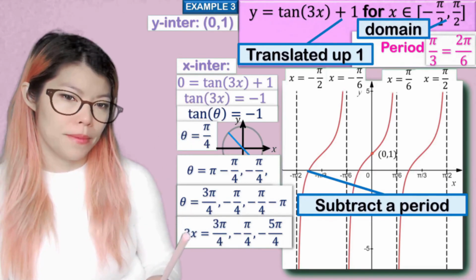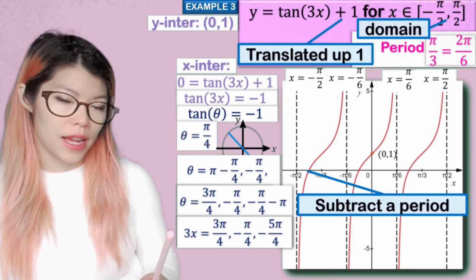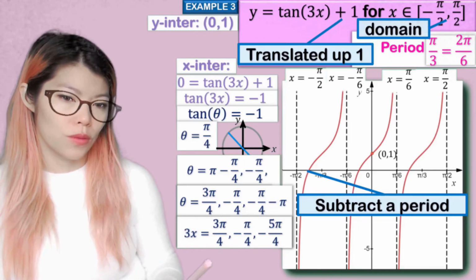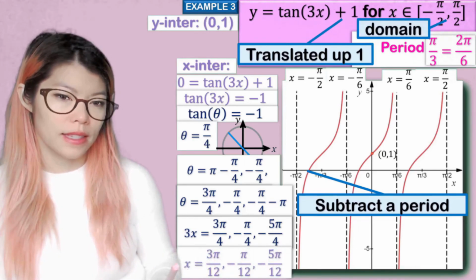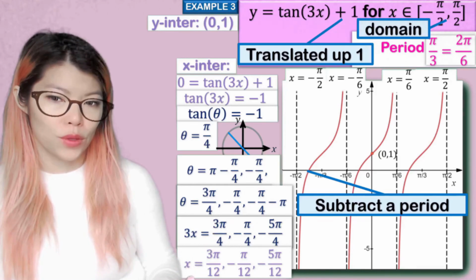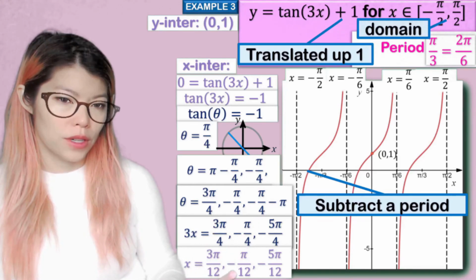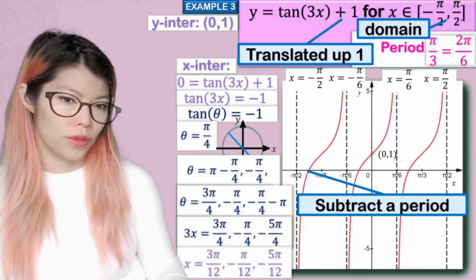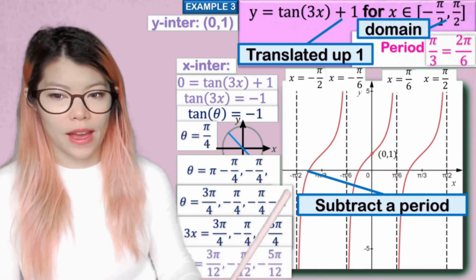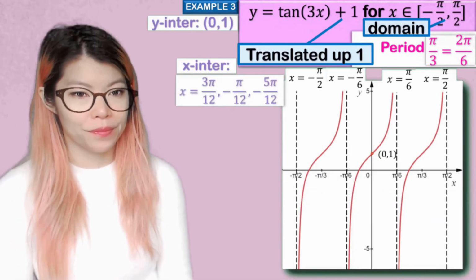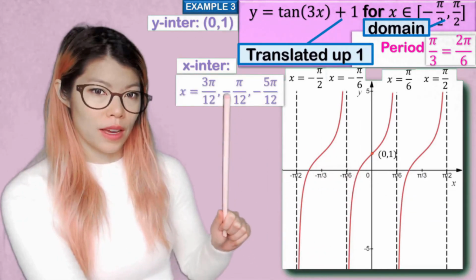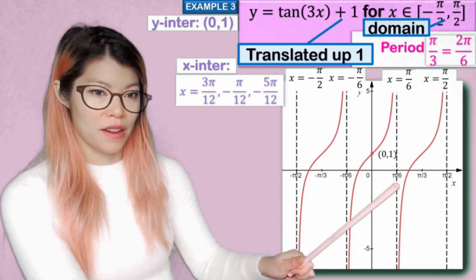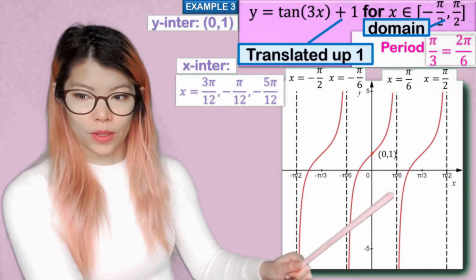So changing theta back to 3x, we divide everything by 3 to figure out what x is. So now we have 3 pi over 12, minus pi over 12, minus 5 pi over 12, because 3 times 4 is 12. So those are our x-intercepts. So let's put these in our graph. So 3 pi on 12 is the same as pi on 4. So let's put that in.